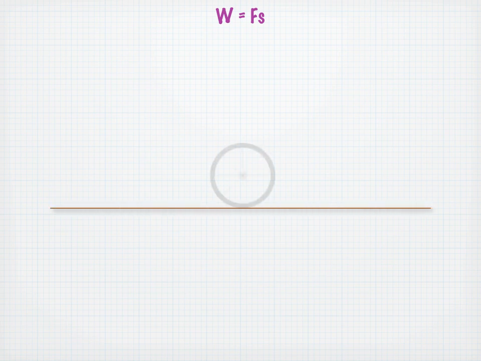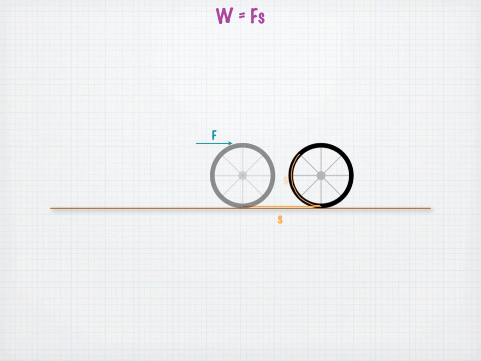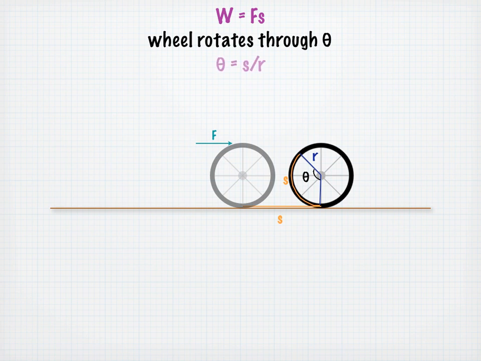If we apply a force to this wheel, it moves a distance s, which is the magnitude of its displacement. Doing so, the wheel rotates through an angle, theta, which is equal to s over r, where s is equal to the arc length of the wheel at a radius r. Solving this for s, we get r times theta.